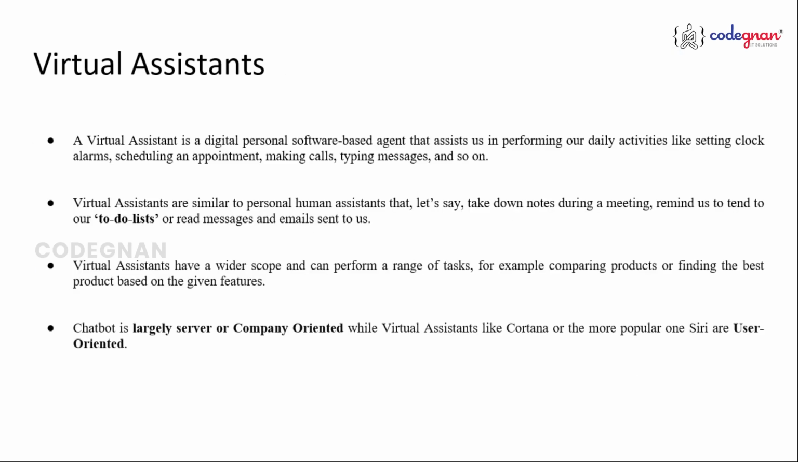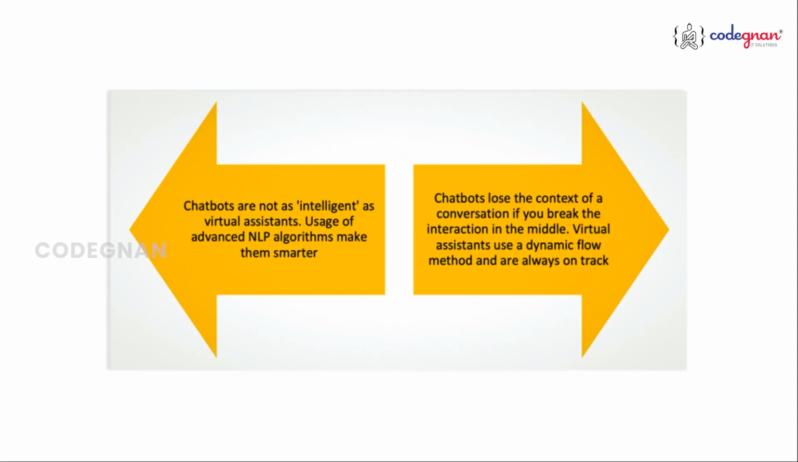Then, if you go for a virtual assistant, those are also related to the same software base, where they serve us, they assist us. That's where your Siri or Cortana or OK Google, you customize your mobile phone, OK Google will help you, setting reminders, doing automatic tasks. Simple. Chatbot is company oriented. Virtual assistant is user oriented. So that is the main difference between chatbots and virtual assistants.